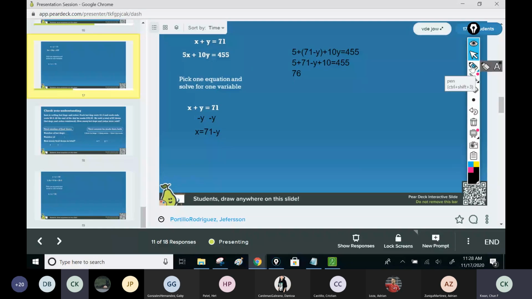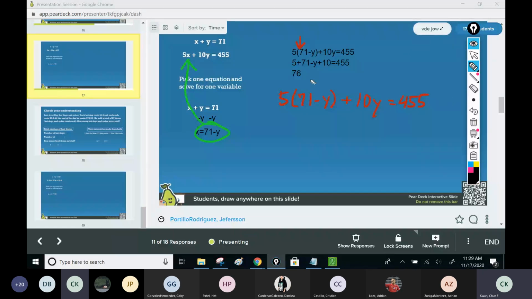Jefferson, stop for a second. So look at my screen real fast. Right here, you put this 71 minus y, put it right here, replace the x. So that means there's no plus, all right? The plus sign shouldn't be there. So 5 times 71 minus y. There you go. Plus 10y equals 455.